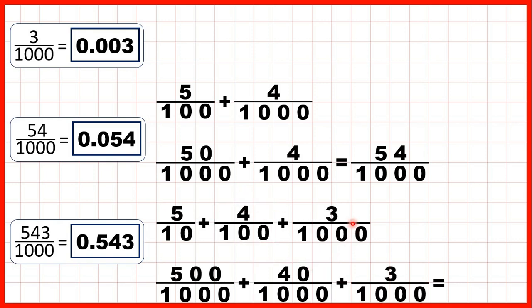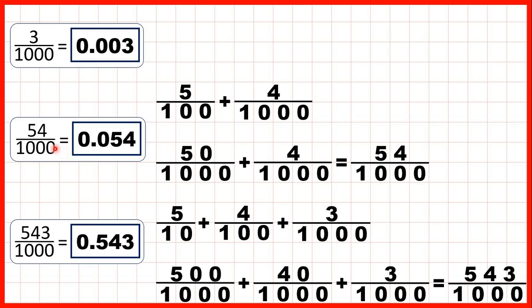So now we can add the 3/1,000ths, the 3 that's in our thousandths column, because we now have denominators that are the same. So the denominator stays the same in our answer, and 500 plus 40 plus 3 is 543. So that's why we can write this fraction as a decimal with 5 in our tenths, 4 in our hundredths, and 3 in our thousandths.